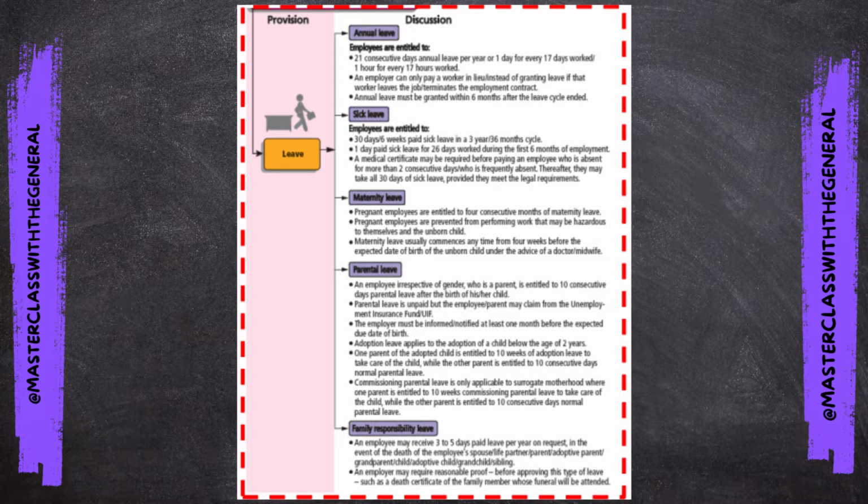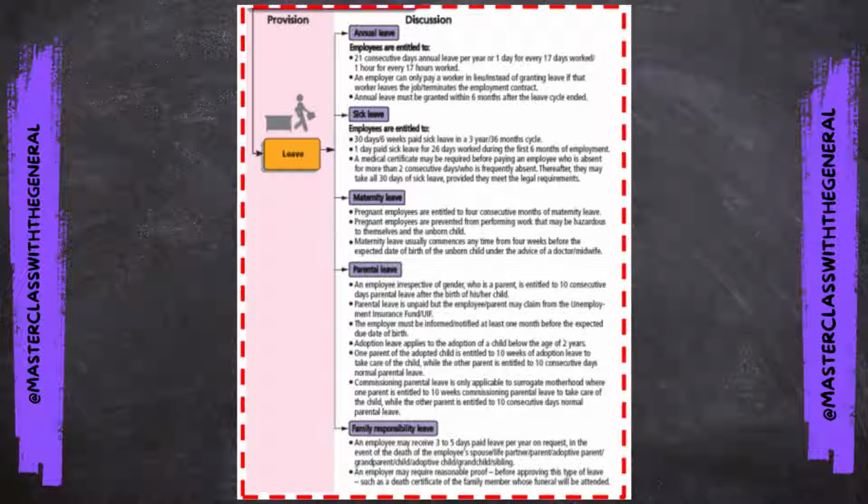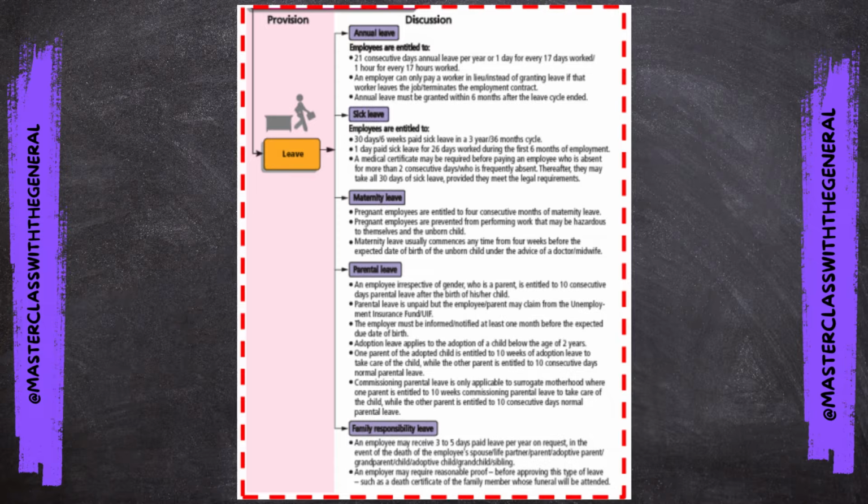The next one is what we talked about earlier, maternity leave. Pregnant employees are entitled to 4 consecutive months of maternity leave. This is paid leave. Pregnant employees are prevented from performing work that may be hazardous to themselves and the unborn child. Maternity leave usually commences any time from 4 weeks before the expected date of birth of the unborn child, under the advice of a doctor or midwife.